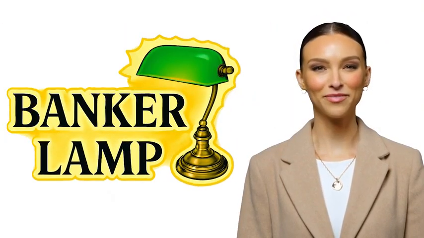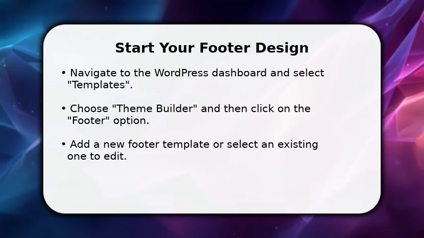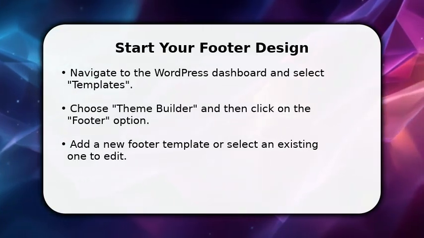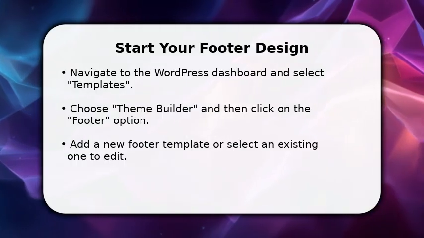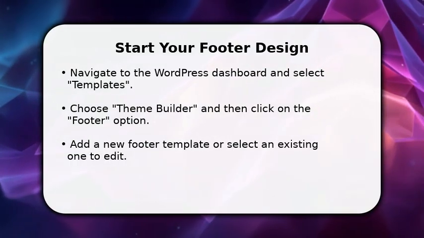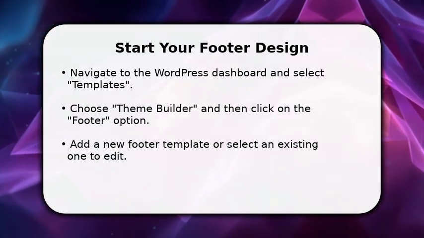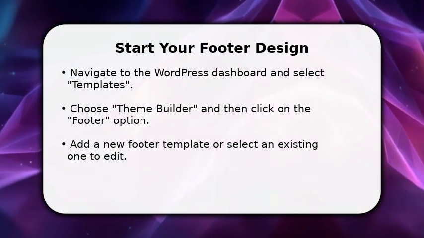Please enjoy the video. In this video, I will explain how to make a footer in Elementor. First, from your WordPress dashboard, go to Templates and then Theme Builder. Here, you will find the footer section. Click Add New to create a brand new footer, or choose an existing one to modify.